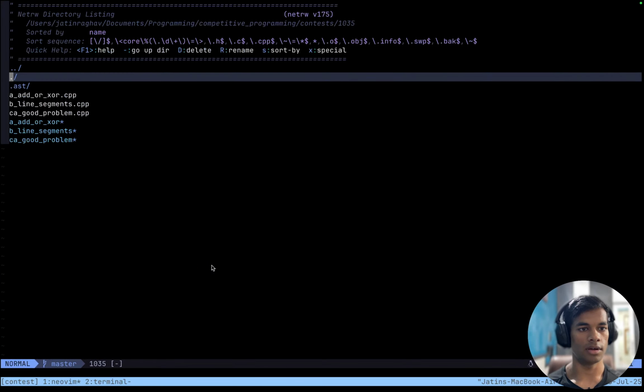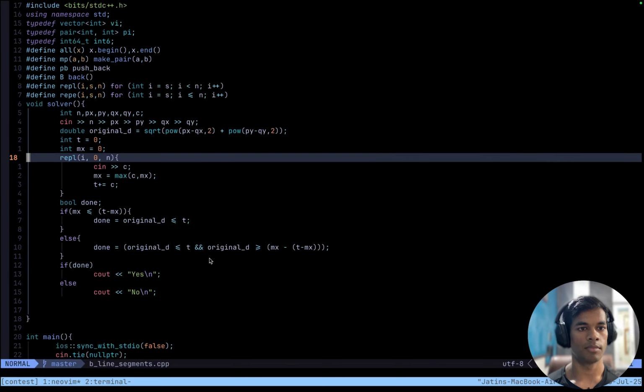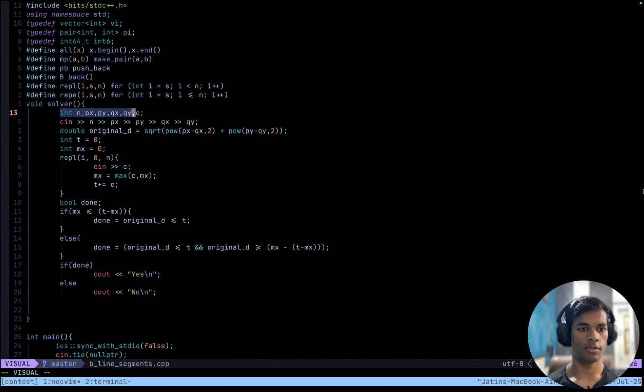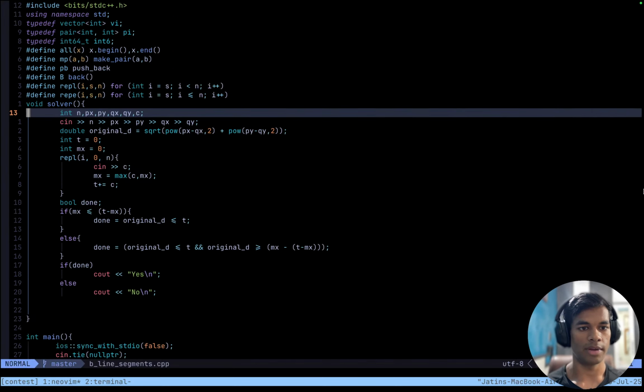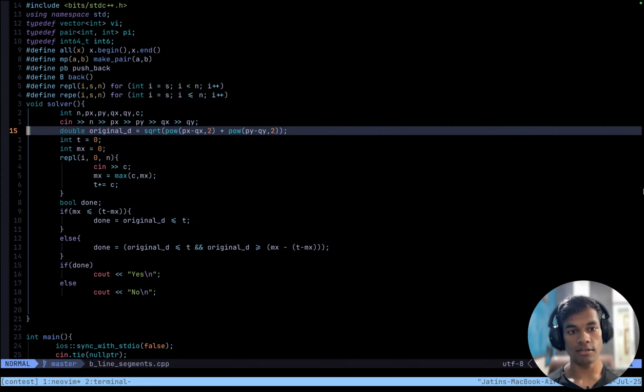This was the B1, and this is my solution for that. First I'm taking in the inputs, n, then the starting point and then the ending point. Original distance would be this thing squared, multiplied by 2.